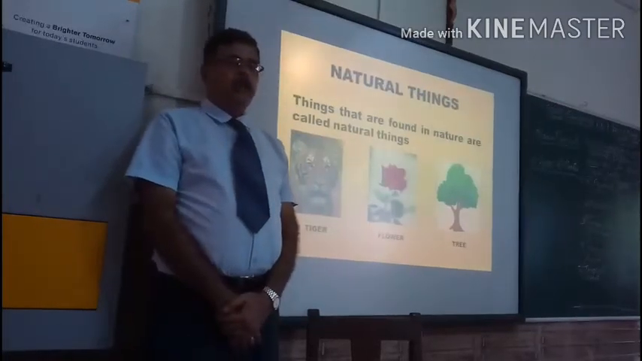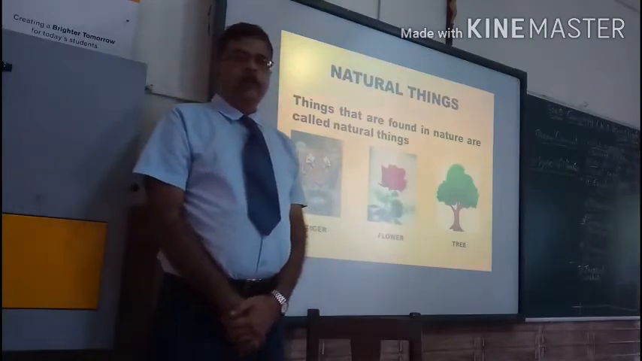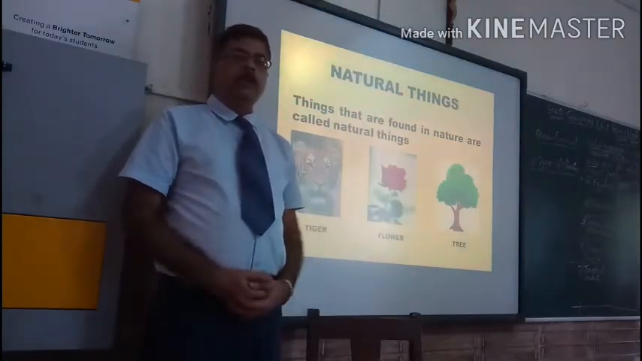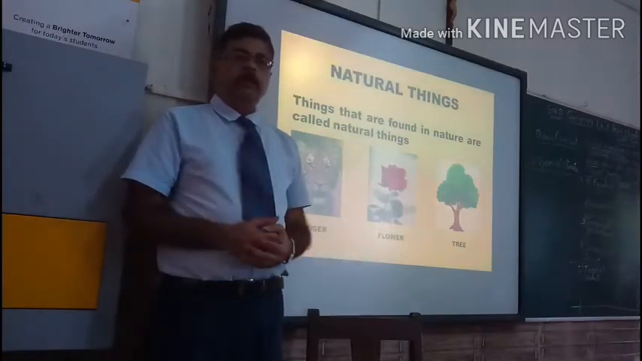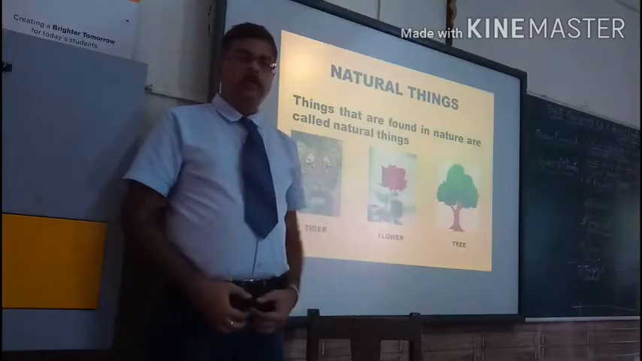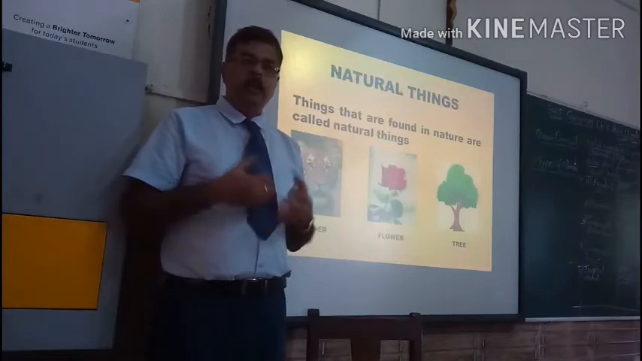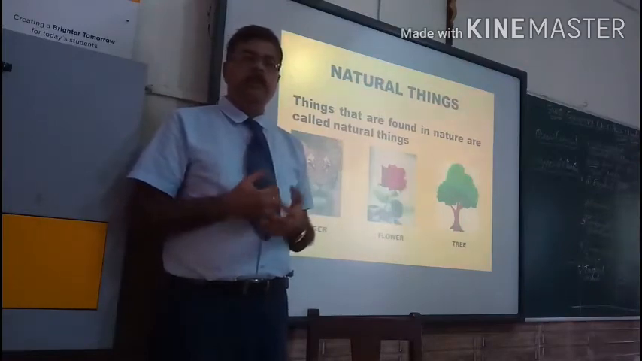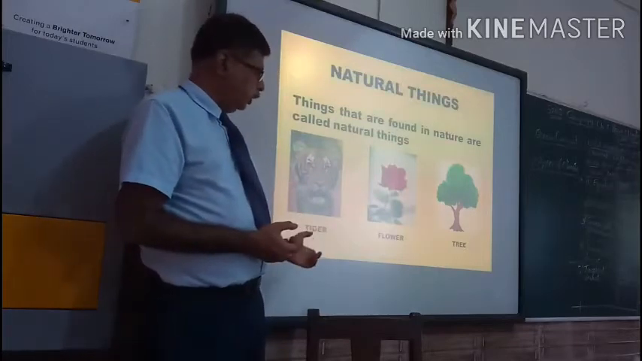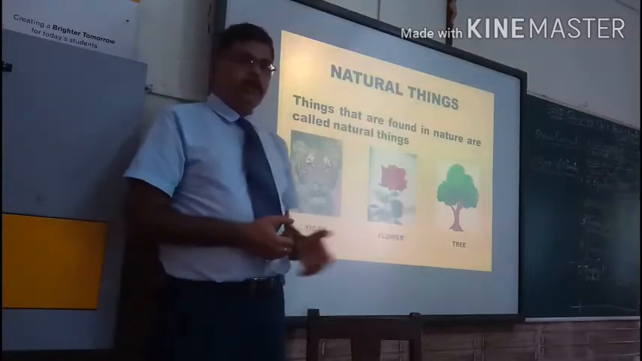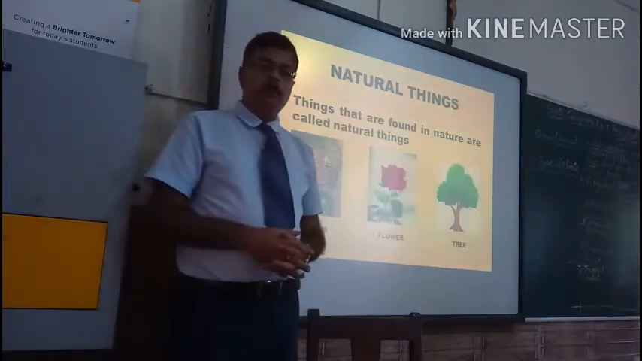Before we learn what is a machine, we must know what is a natural thing. Anything that is found in nature is a natural thing. The birds, the animals, us human beings, we are not made in a factory. Anything not made in a factory, not made by a human being, is a natural thing. We have got 3 examples here: tiger, flower, tree, and you must be knowing many more.